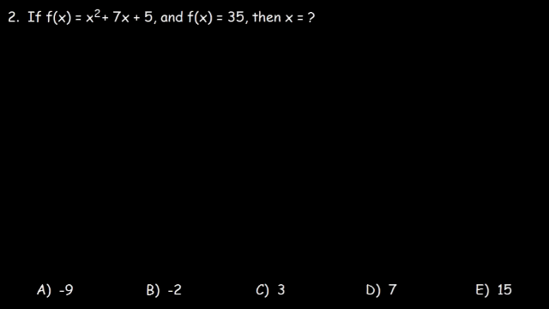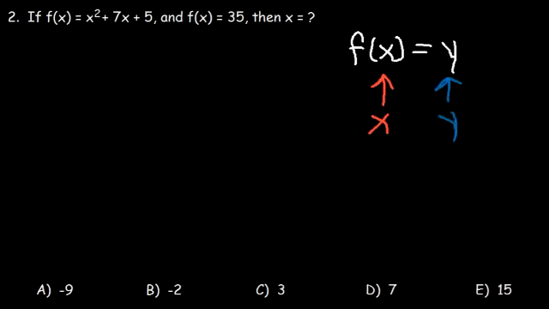Number 2, if f of x is equal to x squared plus 7x plus 5, and f of x is equal to 35, then what is the value of x? So, what's the first thing that you would do to solve this problem? Now keep in mind, f of x is equal to y. So the number that's on the inside of f is equal to the value of x, and a number that's on the outside is equal to y.